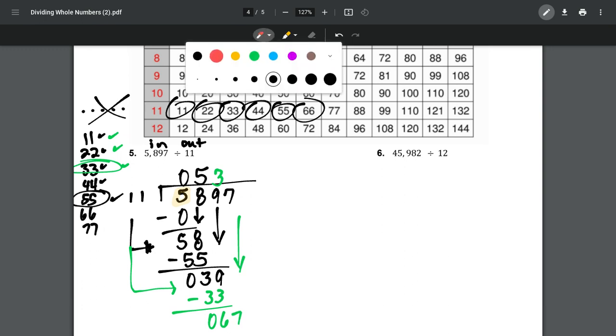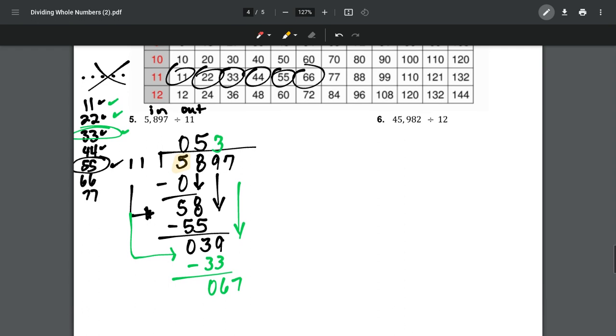Now I have to repeat this process again. So I'm thinking, okay, how many groups of 11 can I get out of 67? Well, that would be 66. If I go to 77, that's over. So that would be 1, 2, 3, 4, 5, 6 groups. And I subtract the number I circled. Now I have a remainder of 1.